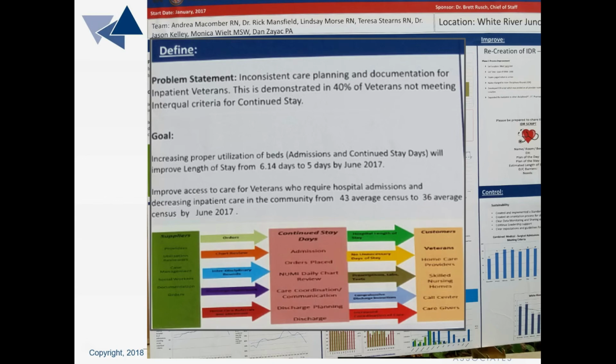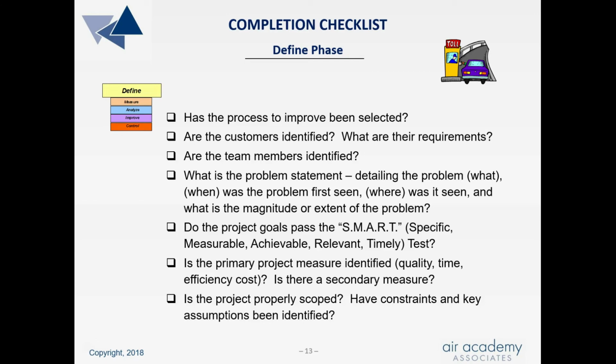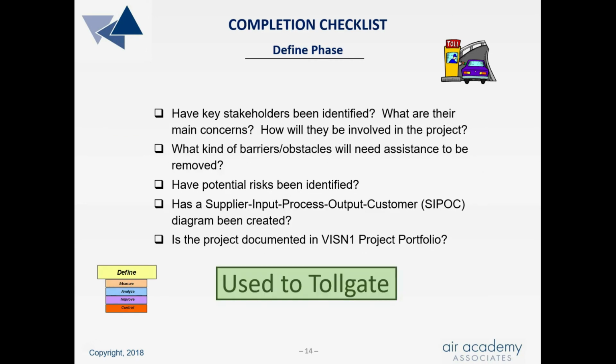At a high-level process, the SIPOC has a list of suppliers that impact the process and customers that are impacted by the process. The input and output factors are listed, as are the sub-processes that compose the process. The completion checklist contains the questions that the process owner, as well as the team lead and team members, can ask to tollgate the DMAIC project to ensure that the define phase is properly completed. By following the checklist approach, by the time all the questions have been answered in the affirmative, the team can be confident that it is time to move to the next phase in the improvement methodology, which is the measure phase.